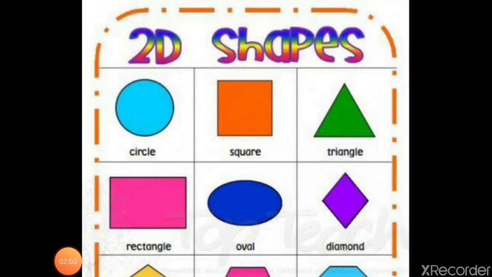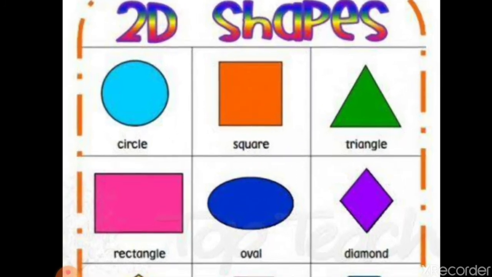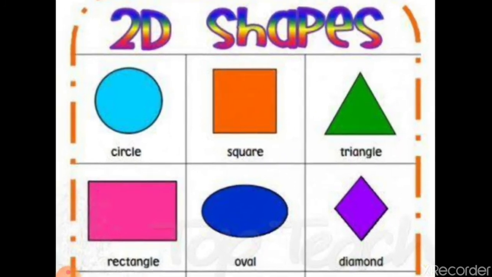Now you can see these are some regular two-dimensional shapes, that is some regular plane shapes. First you can see circle, then square, then triangle and rectangle. We have read about these four. Now you can see oval. Oval is, you can say, an elongated circle. If you stretch the circle from two sides, it becomes an oval. Like an egg. An egg is oval in shape.